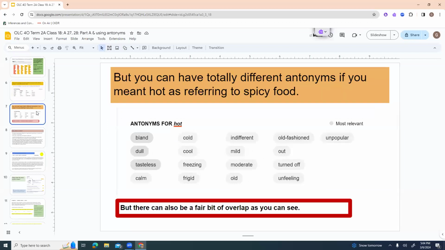Okay, and so here would be different antonyms if you mean hot, referring to spicy food. Like, I love to have hot tacos. As compared to temperature, they mean like spices. But the opposite would be bland, dull, tasteless. And then a bunch here that really wouldn't work, right? Calm, cold, indifferent. There's one, yeah, mild. Mild might work, right? If you ask for mild chicken wings, they know that you don't mean you want it spicy, you want it not too spicy. So there's definitely some overlap, but you have to be cautious when you're choosing the antonyms.